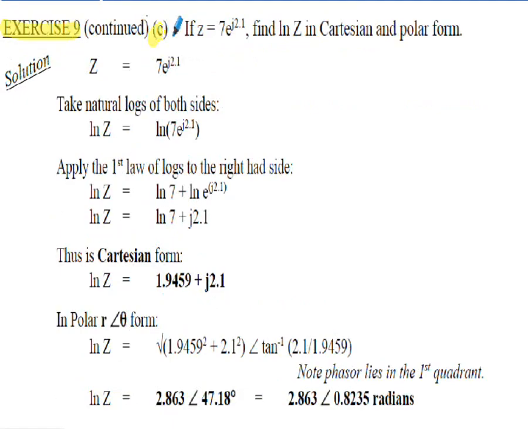Exercise 9, part C, we're given the complex number z is equal to 7 multiplied by e to the j2.1, and we're asked to find ln z in Cartesian and in polar form. Again, you'll start by taking natural logs of both sides of the equation, applying the first law of logs to the right hand side of the equation, and then simplifying. That will give us the Cartesian form, and then we go into the r theta polar form. Note in this case the phasor resides in the first quadrant because we've got positive real and imaginary terms. Final answer for ln z given in polar form in both degrees and radians.